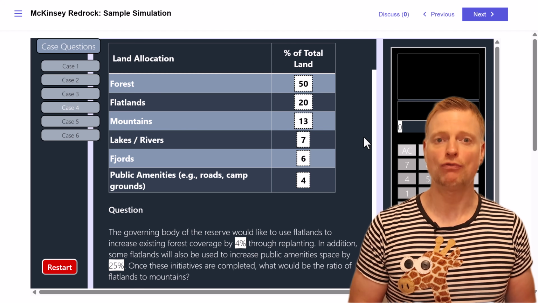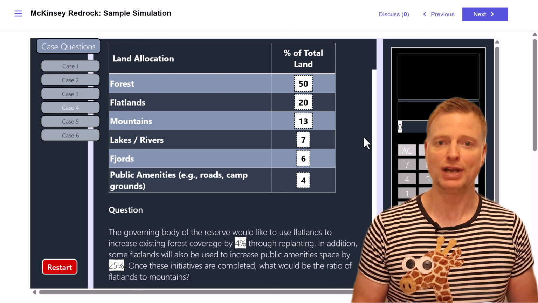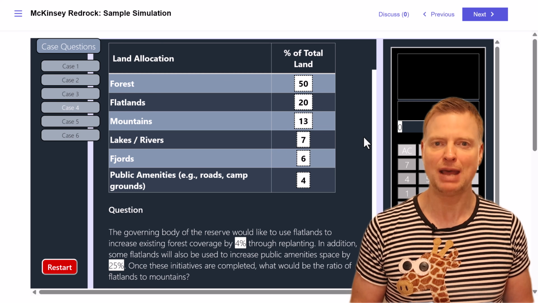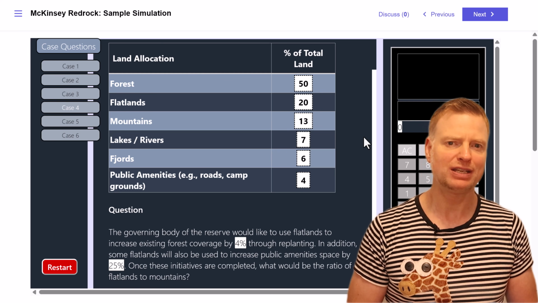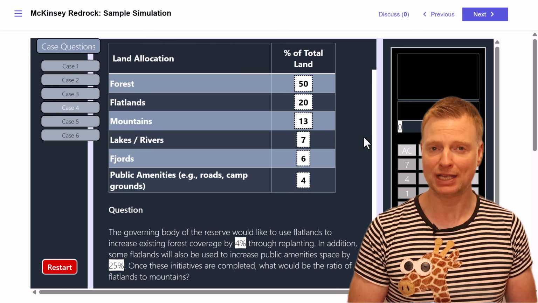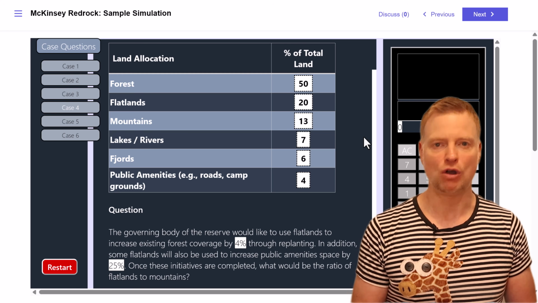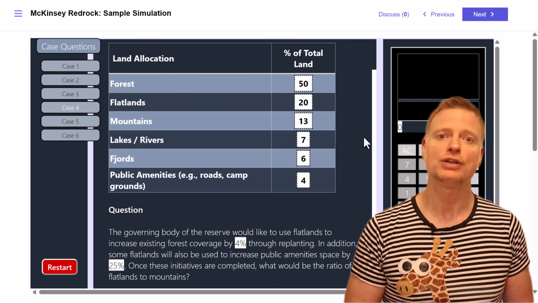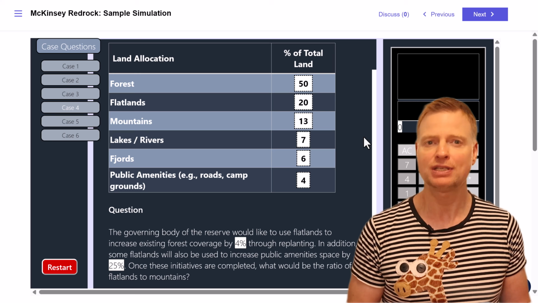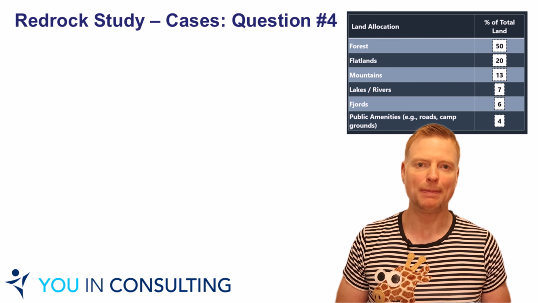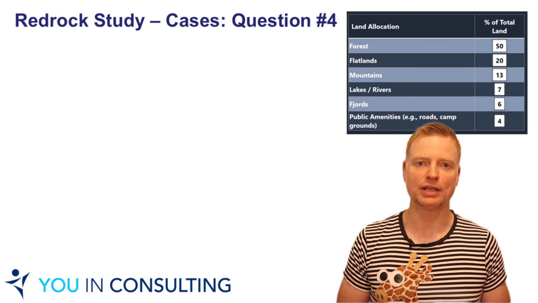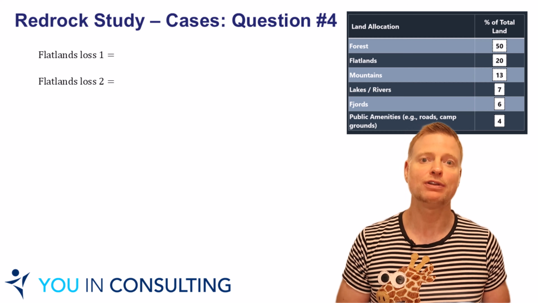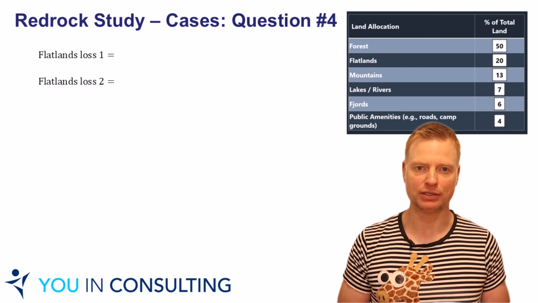We look for the ratio of flatlands over mountains, but the flatlands figure will change. Of course, all area type figures together add up to 100%. I find it a bit easier to assume the total area size is 100 square kilometers, or whatever area unit. 50 area units are covered by forest, 20 area units by flatlands, and so on. Forest and public amenities shall be increased at the cost of flatlands. We need to calculate the flatlands losses to obtain the new flatlands size after alterations.